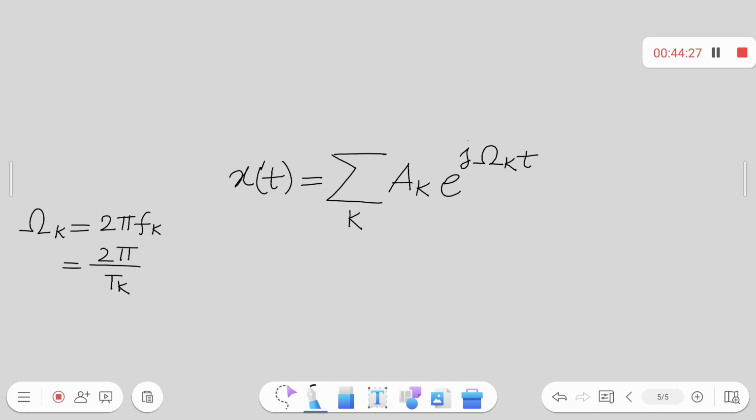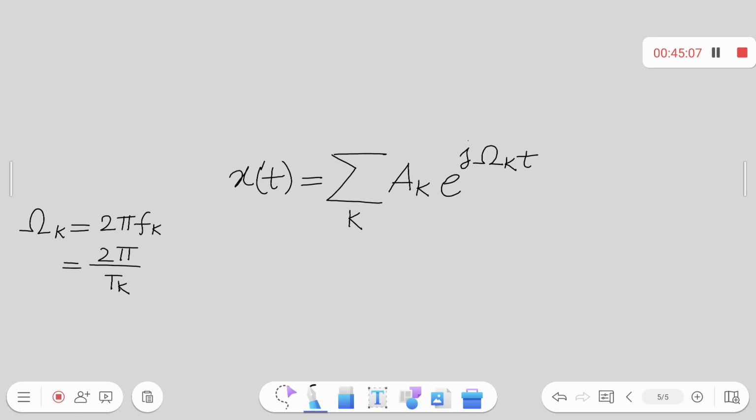Now the story doesn't end here. Now I need to find out the relation between this omega k and omega k minus 1, omega k minus 2, because these are not simple omega k's. You have to maintain that the constituent basis functions, or constituent eigenfunctions, must have a frequency which is a multiple of the original signal frequency. What is the original signal frequency?